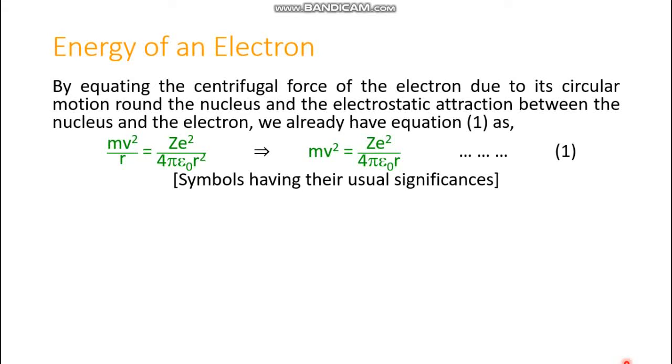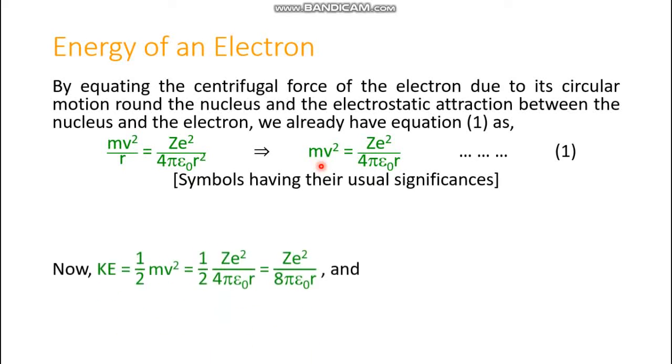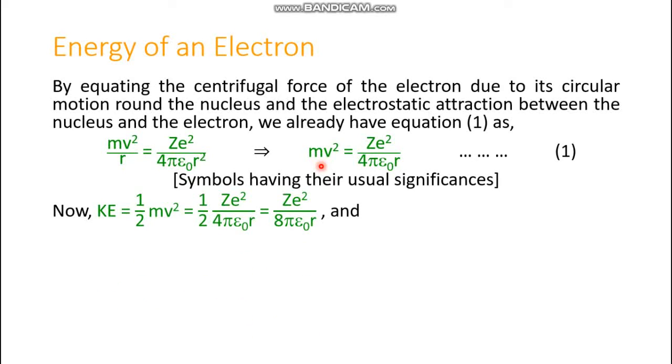So equation number 1 again recalled, mv square by r equal to z square by 4 pi epsilon 0 r square, and after rearranging we get the relationship mv square equals z square by 4 pi epsilon 0 r. Now we have to calculate the kinetic energy of an electron, which is nothing but equal to half mv square, and in place of mv square we can put this value z square by 4 pi epsilon 0 r, and we get the value finally z square by 8 pi epsilon 0 r. This is the kinetic energy.